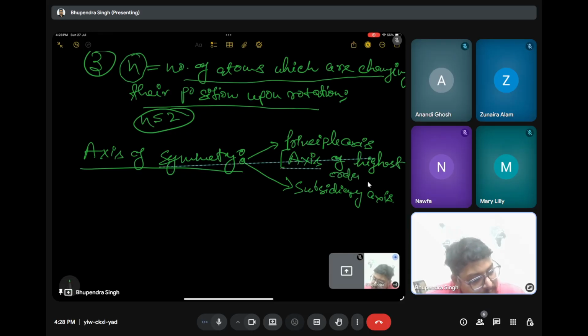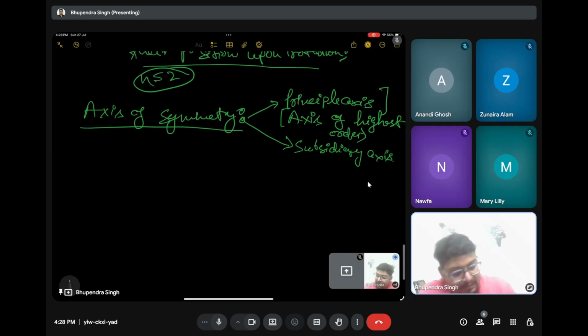Okay, let's say in a molecule you have C2, C3, C4, C6. Then what will be the principal axis? Your C6 will be your principal axis, and the other axes, like C5, C4, C3, C2, will be subsidiary axes. So your principal axis will be C6, the highest order of the axis. And for the others, let's take the example of BF3.